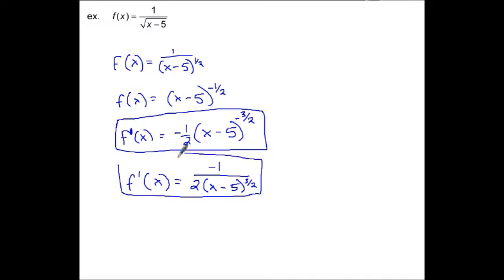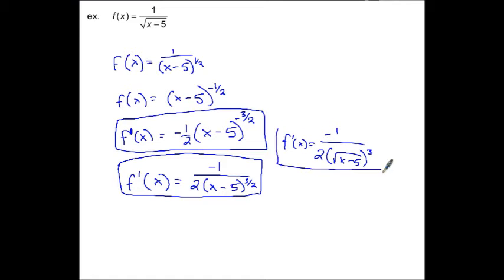Again, if you wanted to, you could rewrite that as a root, but then it would be negative 1 over 2 parentheses root x minus 5 close cubed. And I don't know, I suppose any one of those 3 would be a proper correct answer, but I don't like the root with the exponent on it. That just looks messy to me.